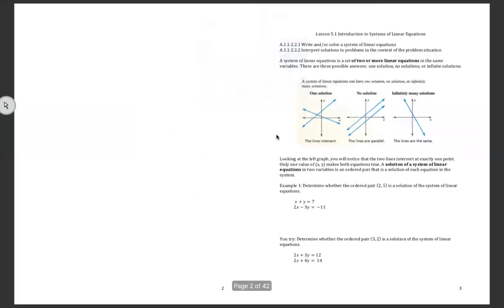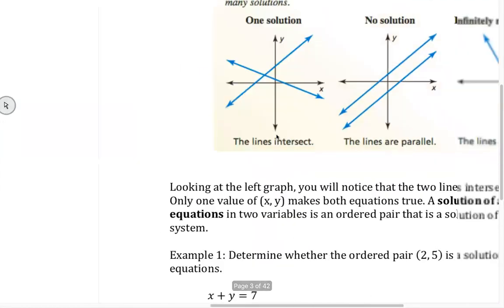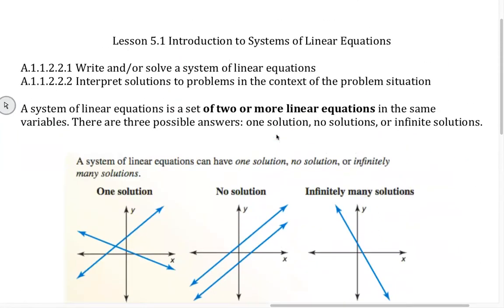All right, so let's open this up and just start right here. The introduction to 5.1 is going to be just going over the basics. A system of linear equations is a set of two or more linear equations in the same variables, meaning they both have x's and y's or a's and b's, whatever you want to call it. There are three possible outcomes: one solution, no solution, or infinite solutions.